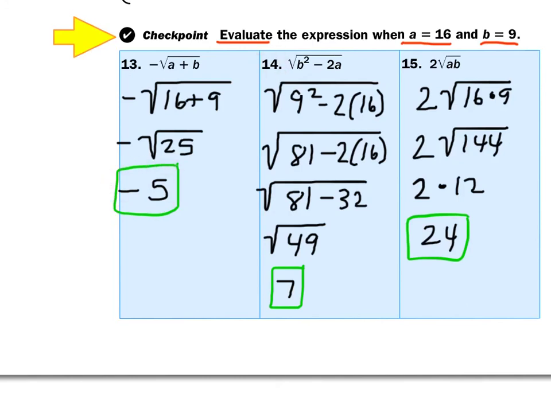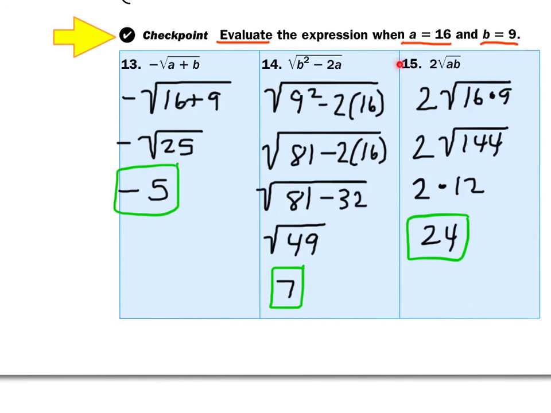Okay, take a look at 14. I'm going to replace the b with the 9 and the a with the 16. So I have the square root of 9 to the second power minus 2 times 16. I have to do the exponent first, so 9 to the second power is 81. Then I copied the minus 2 times 16. Now I have to do the multiplying next, so I get 81 minus 32. Now I still have to keep going because the radical sign is a grouping symbol. Under the radical I have 81 minus 32, which is 49. And then you know the square root of 49 is just 7.